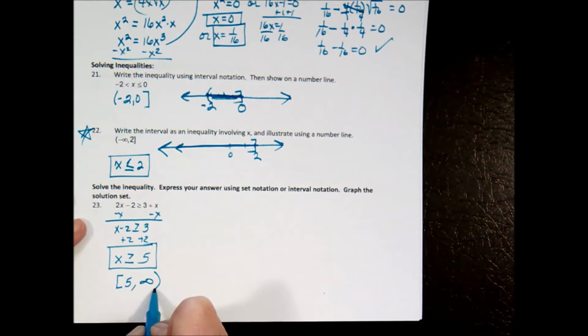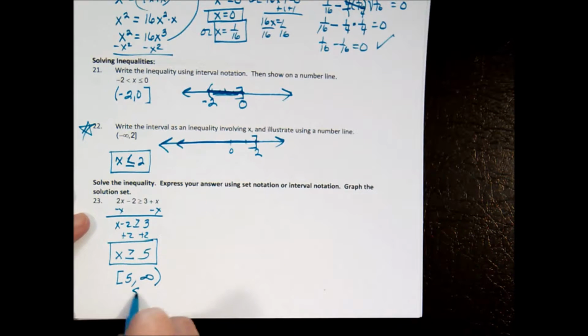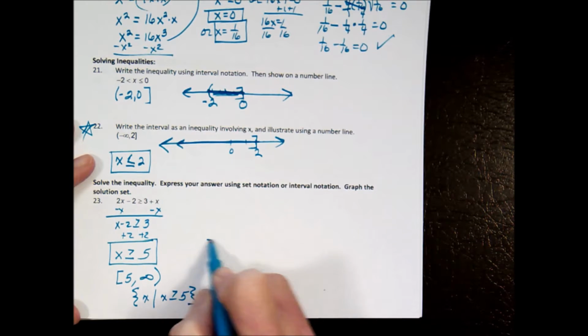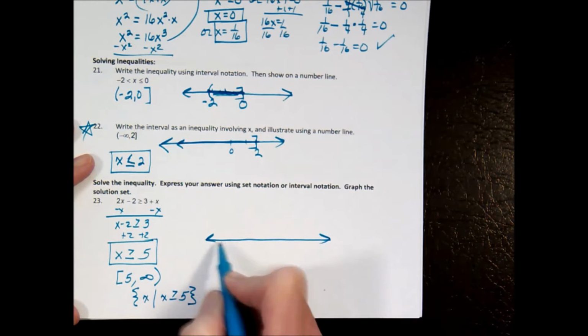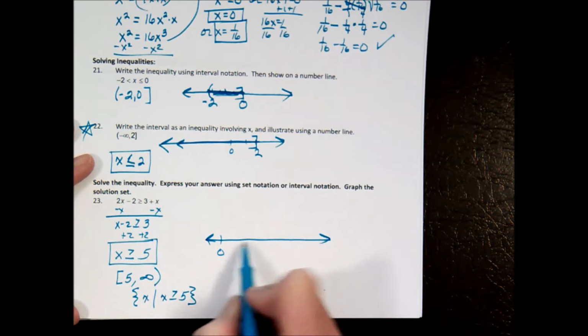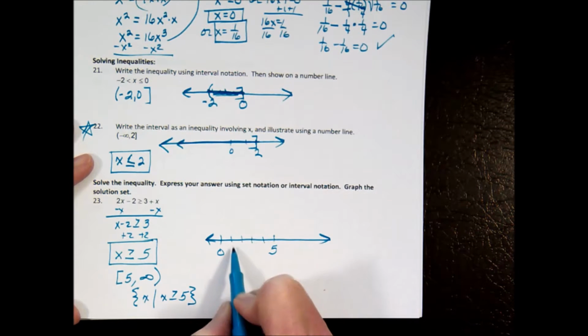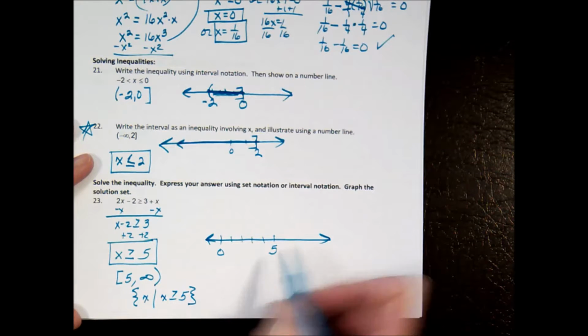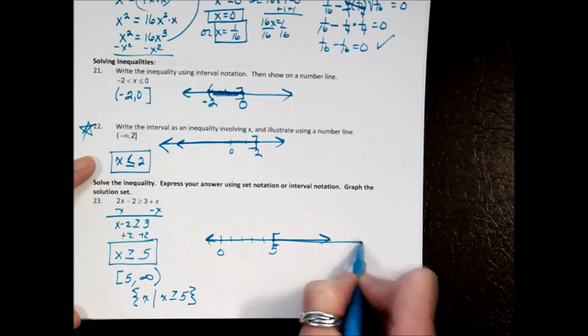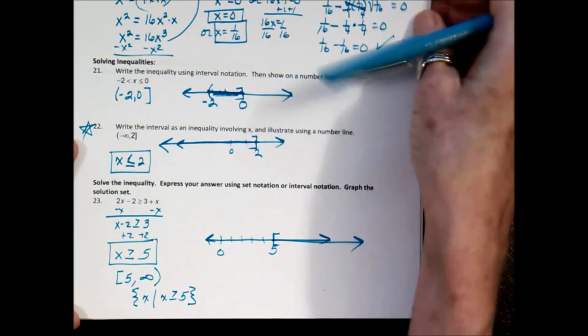I can write it as a set, the set of all x such that, and now I just write this, x is greater than or equal to 5. And then I can put it on a number line. It's an easy one. 0 as a reference point. 5 is my key number. Did I count right? 1, 2, 3, 4, 5. Yes. It includes 5 and it goes that direction. So that was a fairly simple one also.